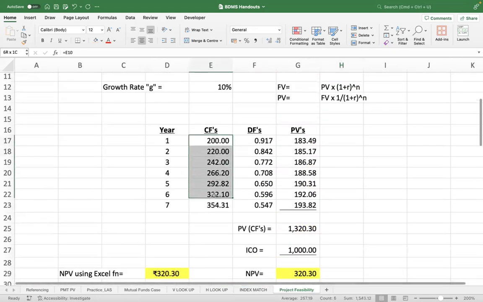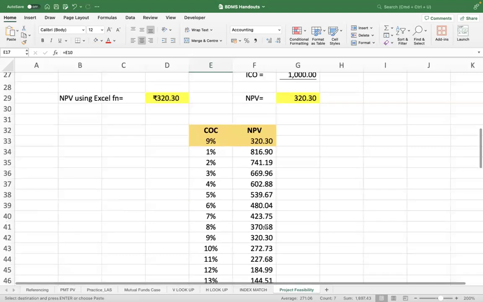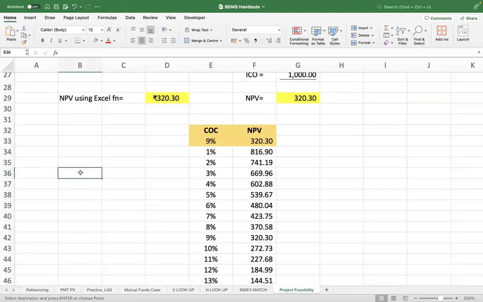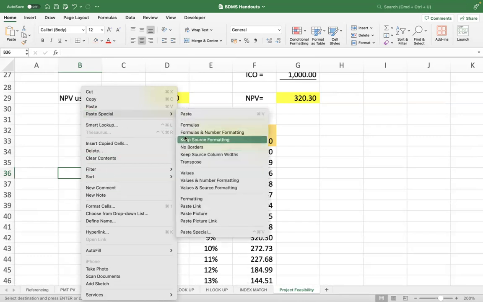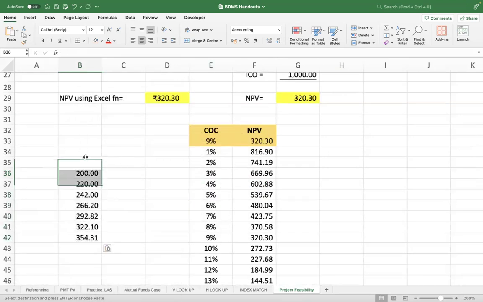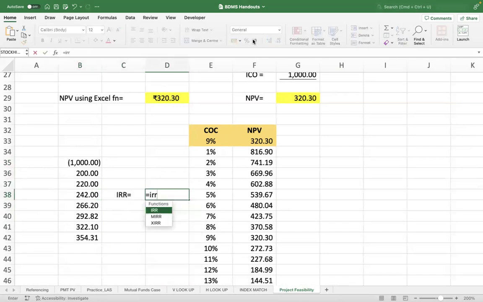So first I'll just copy these cash flows here. Copy and paste it special here, because I don't want the formulas to interfere. So I'll just paste special. And mera initial investment I will put on top. Okay, and then I will say is equal to IRR. Values, I take these cash flows, bracket close, enter.